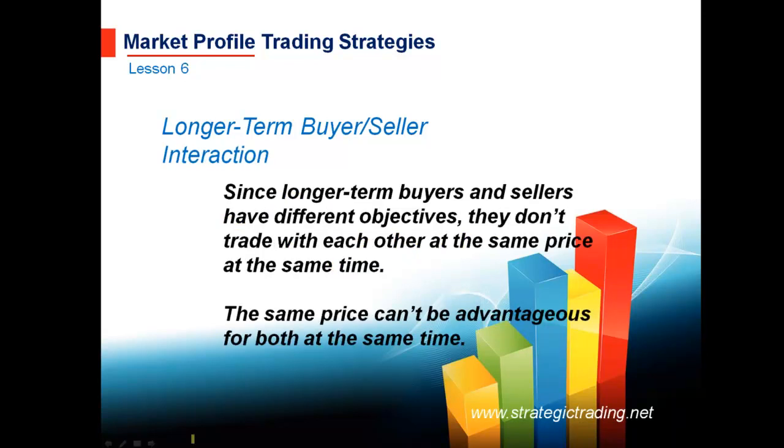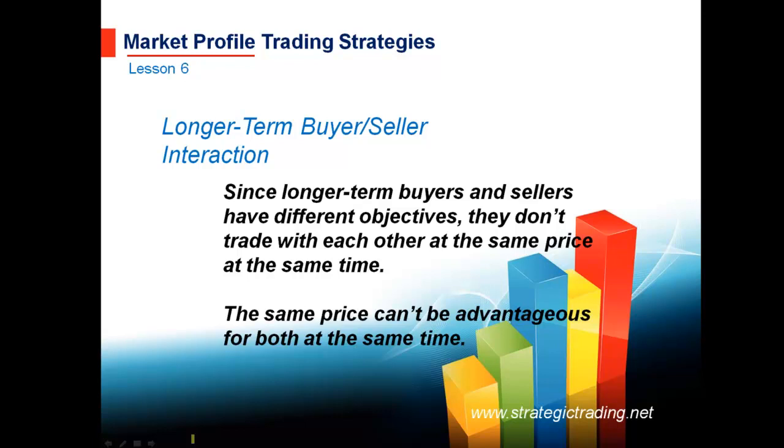Now, do long-term buyers and sellers ever really interact and deal with one another in the market? Interestingly enough, since the long-term buyers and sellers have different objectives, they're often not trading with each other at the same price at the same time. Unlike the short-term trader and the short-term seller, where both of them want to be able to get in and out quickly, they have a common objective, so we see them both trading around fair price.